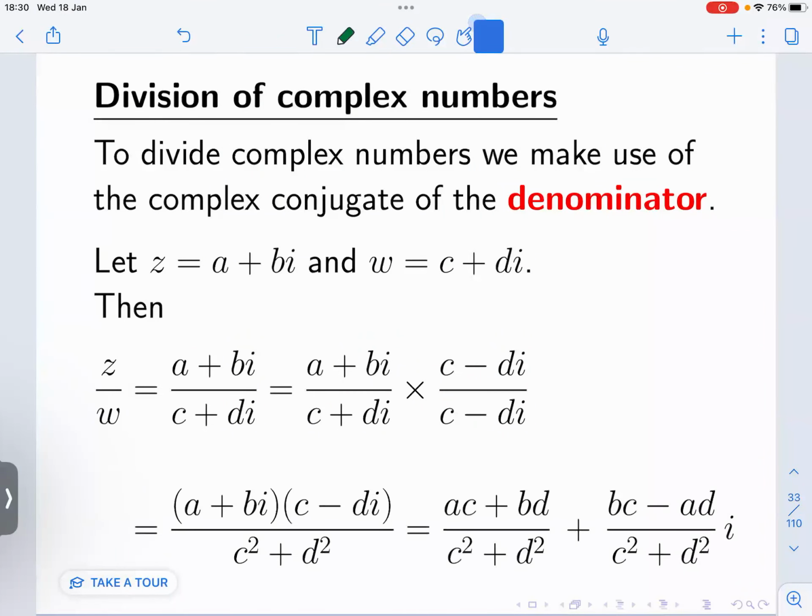When you expand and simplify the numerator, we are going to get ac plus bd for the real part of the product in the numerator, and bc minus ad as the imaginary part. Since the denominator is just a real number, you can rewrite this as ac plus bd all over c squared plus d squared. That's the real part of z over w. And for the imaginary part, we get bc minus ad all over c squared plus d squared, and then there's our i.